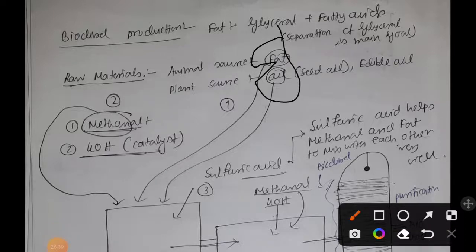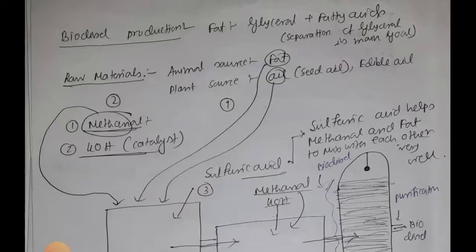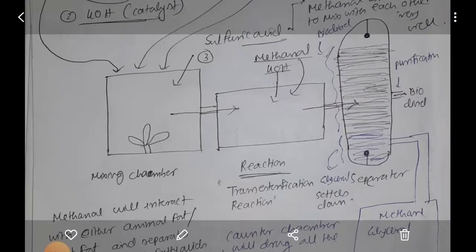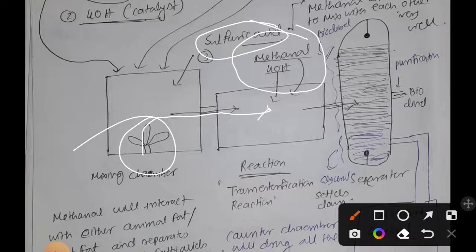The fat, if we are using the animal source, and in case of oil, if we are using plant source, along with methanol, in the mixing chamber, and we will also add sulfuric acid in the mixing chamber. So there will be a rotor that will mix them. Remember, sulfuric acid here facilitates the mixing, then they will be transferred to the reaction chamber where we are going to add methanol and KOH. Remember, here the role of KOH is a catalyst. Once you have added the KOH, the reaction will start.